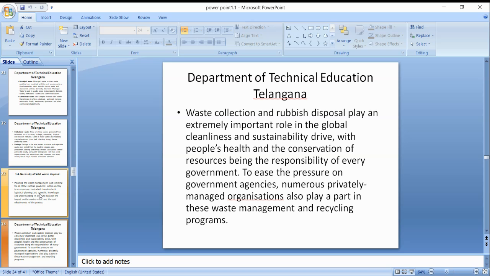Waste collection and rubbish disposal play an extremely important role in the global cleanliness and sustainability drive, with people's health and the conservation of resources. The task was taken up by the government. Collection and disposal is the main thing, balanced with cost effectiveness in a controlled way. To ease the pressure on the government agencies, numerous privately managed organizations have come to play a part in waste management.